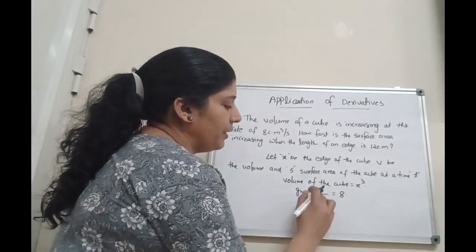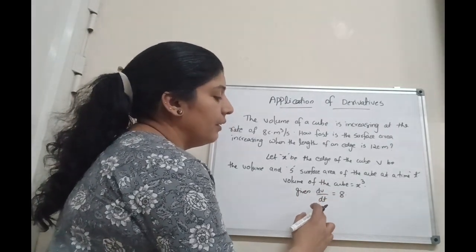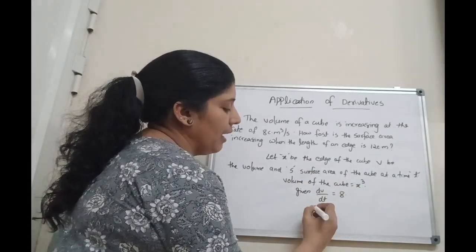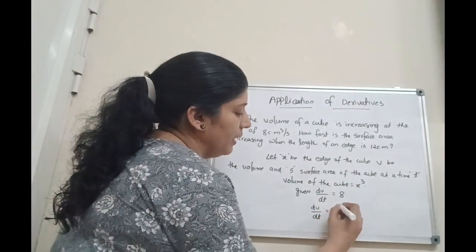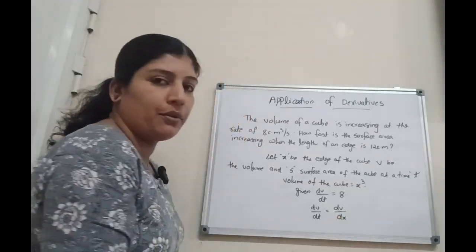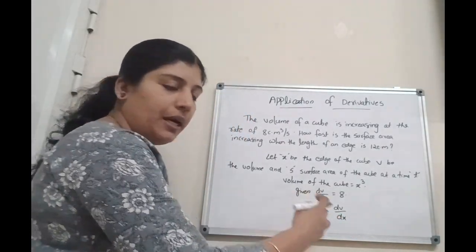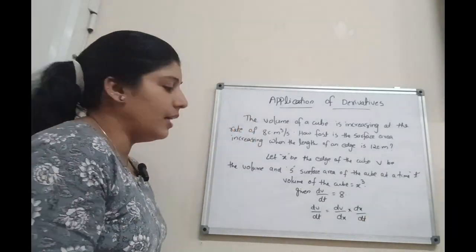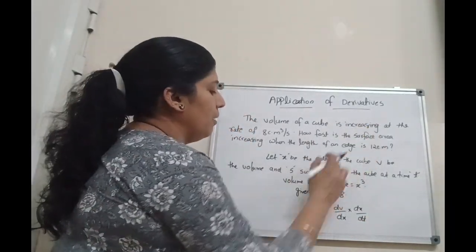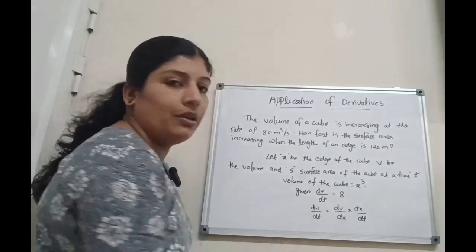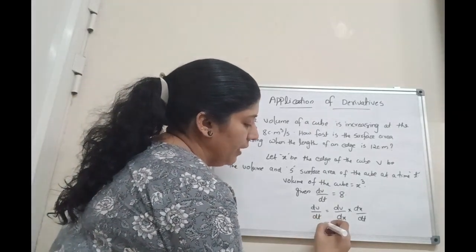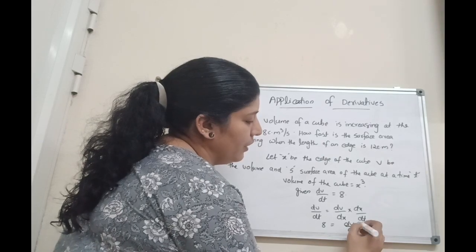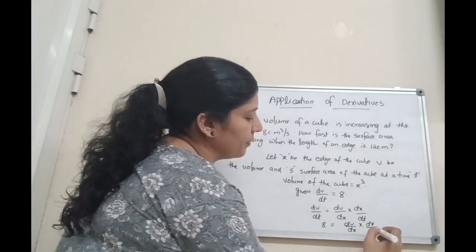Then how can we calculate dV by dt? Here we define volume by using edge x. Therefore dV by dt equals dV by dx into dx by dt. Here the rate of change of volume is given, that is dV by dt equals 8. That is, 8 equals dV by dx into dx by dt.